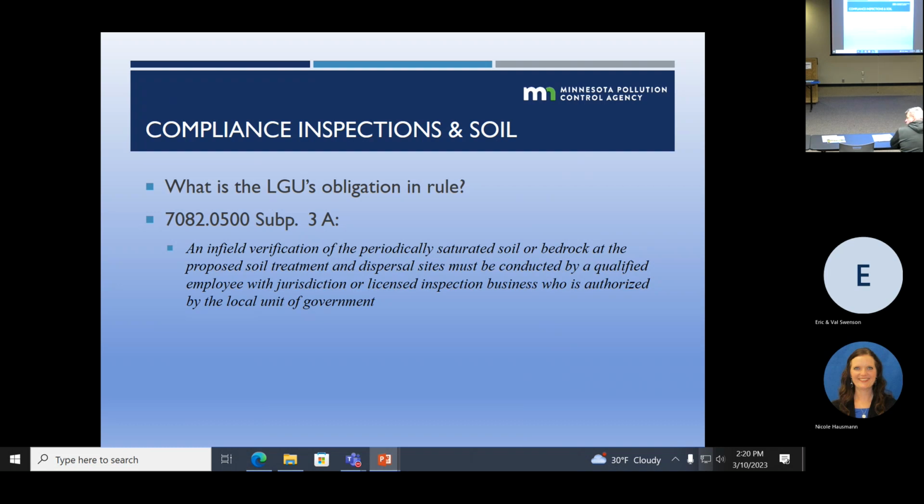How many of you as designers have been putting rock fragmentation on your soil borings? We always do. That's another discrepancy of the county. It's a discrepancy in the whole SSTS world that happens sometimes.